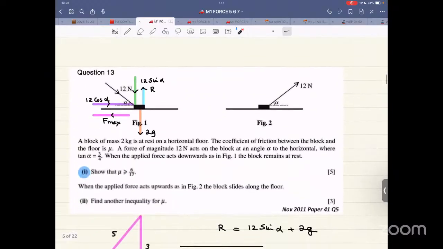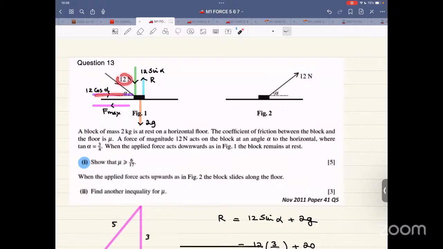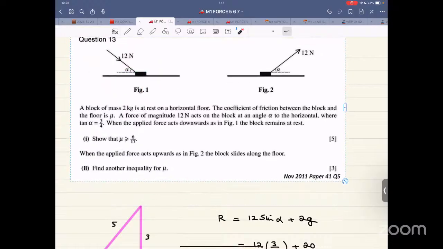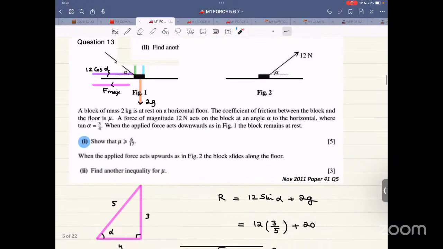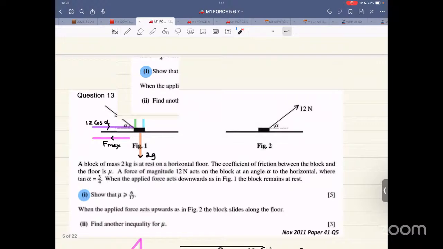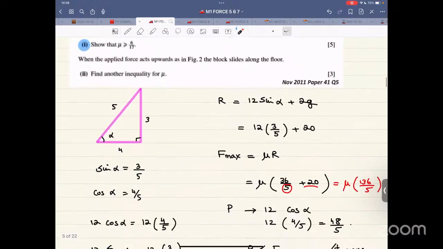Now, first of all, this is 12. This is 12 cos alpha. This is 12 sine alpha. This is R, and this is F max, since it has a tendency of moving to the right, whether it's moving or not. Therefore F max opposes motion. And over here, I'll do a little bit later. Hold for a second. Now over here, why is it showing like this? Tangent of alpha is 3/4. Sine of alpha is 3/5. Cos of alpha is 4/5.